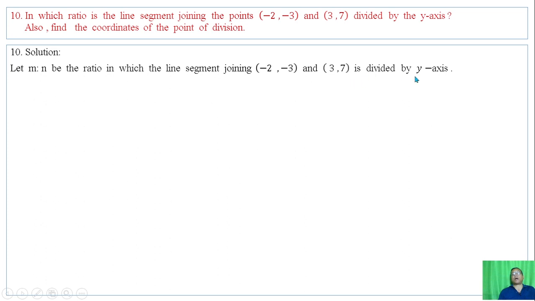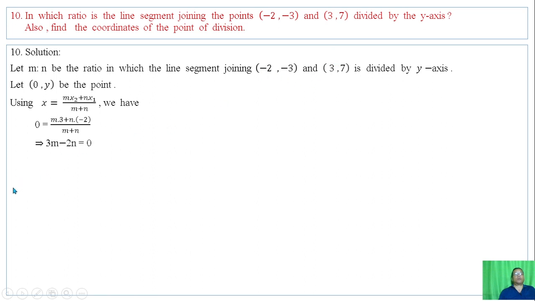Let m is to n be the ratio in which the line segment joining this and this is divided by the y-axis. Let m is to n be the ratio, then any point on the y-axis is (0, y), be the point. Using the section formula for x equal to (mx2 plus nx1) by (m plus n), we have x equal to 0 and solving, m is to n is 2 is to 3, which is the required ratio.